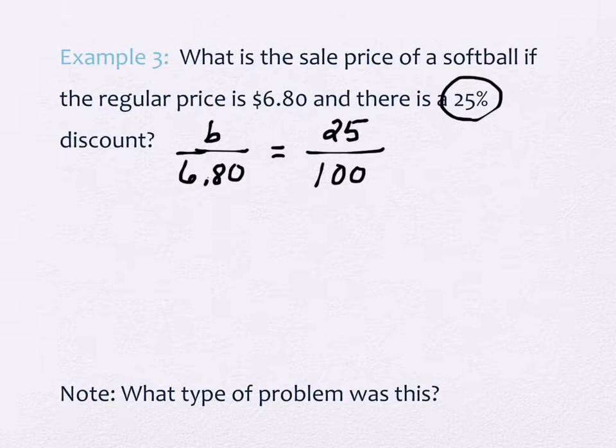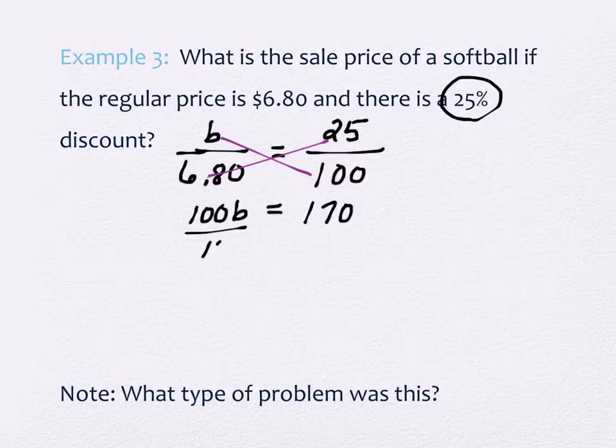And we're going to solve this with cross multiplication, right? Okay, so you're welcome to grab your calculator as you multiply these. I don't have a problem with that at all. So we're doing 100 times B, or 100B equals, so what's 25 times 680? 170. Okay, great. And then what? Divide by 100. And so B equals 170.